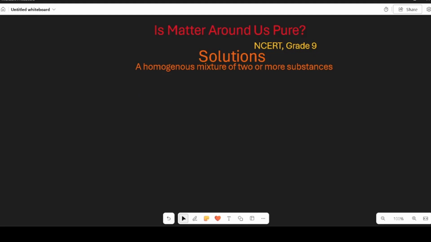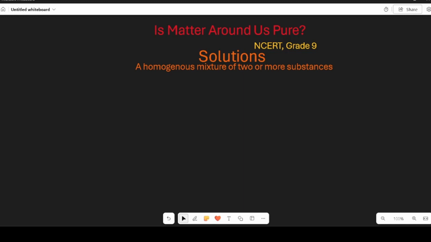Now let's talk about solutions. A simple definition of solution is a homogeneous mixture of two or more substances. It's given as the first line in paragraph 2.2 on page number 15 of your NCERT textbook. So it can basically be defined as a homogeneous mixture of two or more substances. We all know what a homogeneous mixture is: a uniform composition throughout.